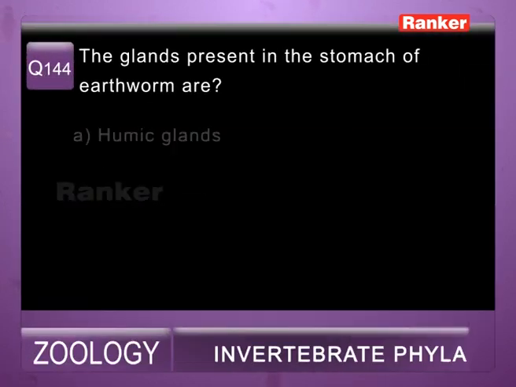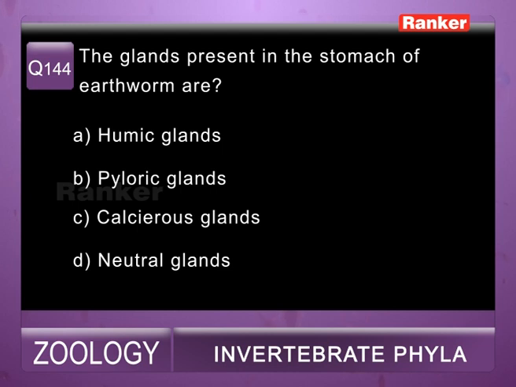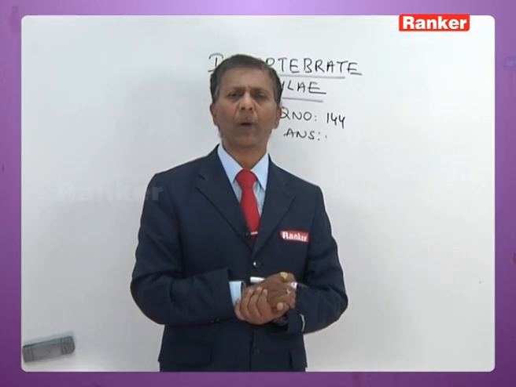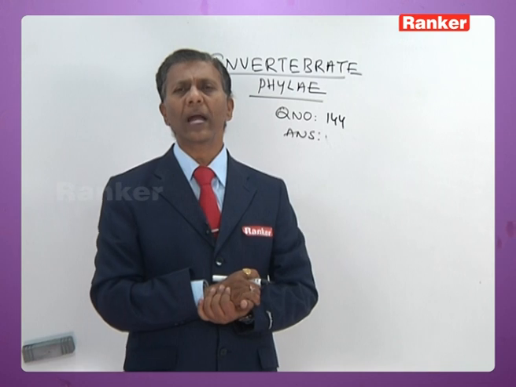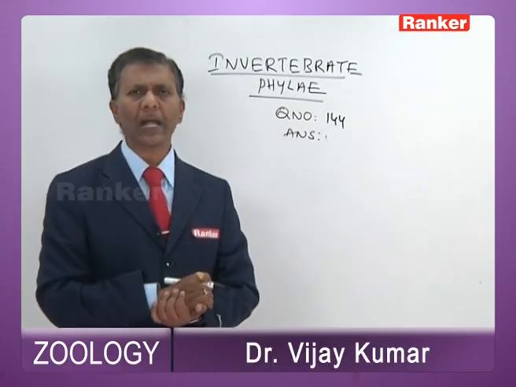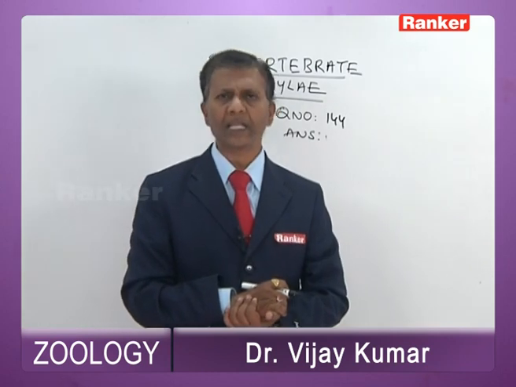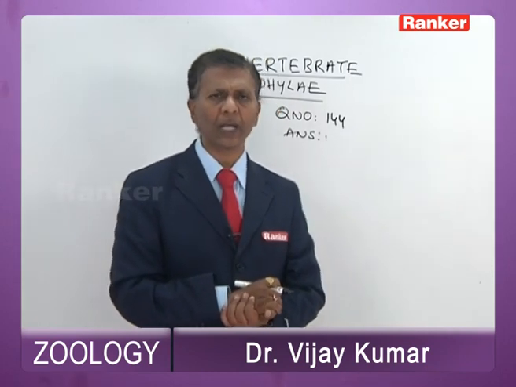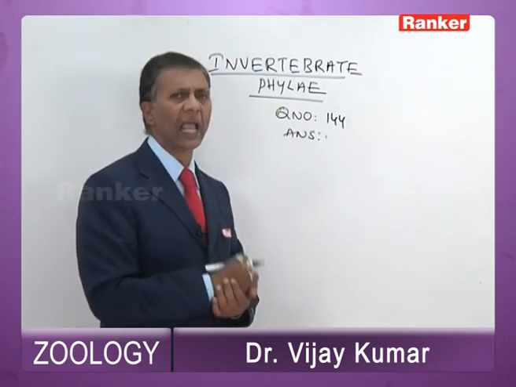Now 144 question, the glands present in the stomach of earthworm are A humic glands, B pyloric glands, C calciferous glands, D neutral glands. Now in the earthworm's stomach two kinds of glands are present, calciferous glands and proteolytic glands. Proteolytic glands synthesize proteases to bring about digestion of proteins. Calciferous glands secrete calcium ions.